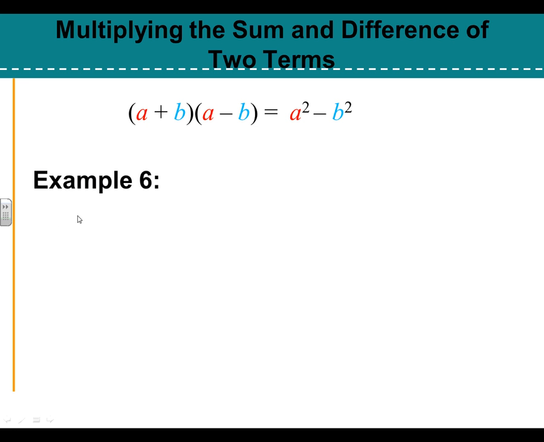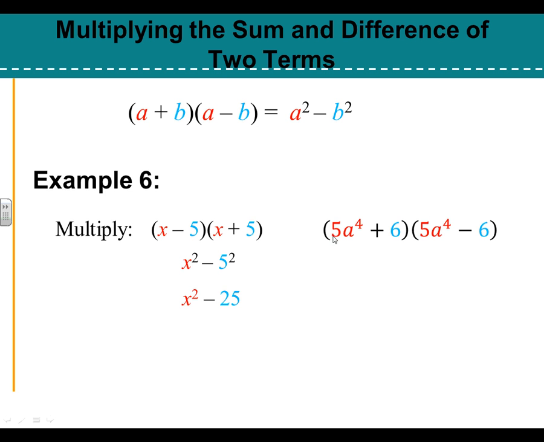So an example would look like x minus 5 times x plus 5. They look exactly the same, except one has a minus and one has a plus. So you just square the first term, square the last term. It's always minus. And when you simplify that, you get x squared minus 25. Another example you have to be aware of is if it's just x, it's pretty simple.